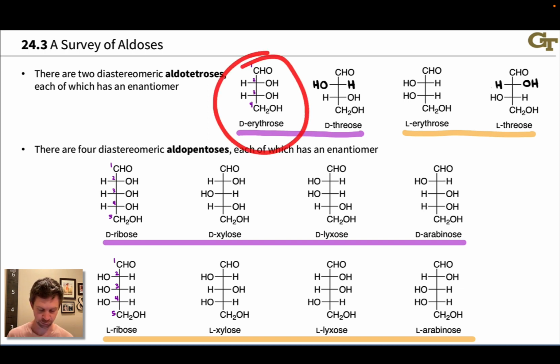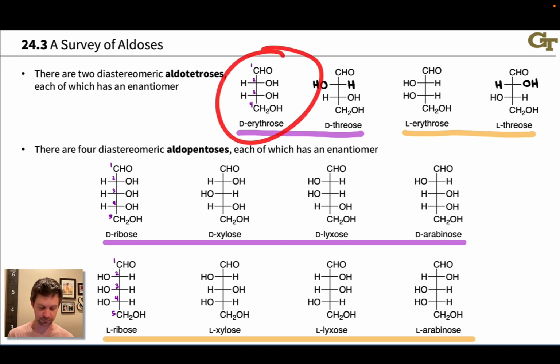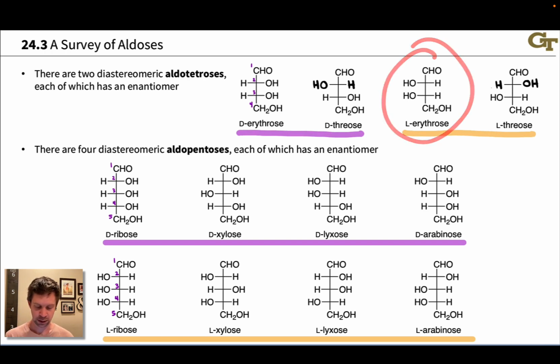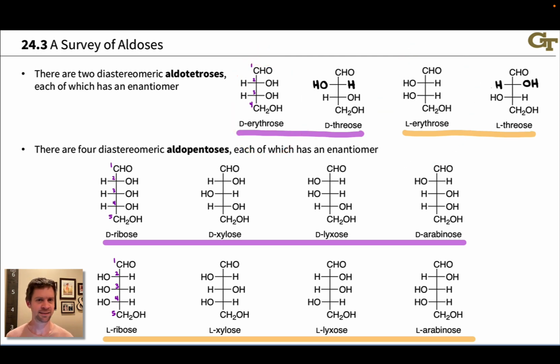They are called erythrose, in which the OH groups point the same way, and threose, in which the OH groups point in opposite ways in the Fischer projection, and each of those is individually chiral and has an enantiomer. So D-erythrose, for example, with this OH pointed to the right at the bottommost stereocenter, which is carbon 3 in an aldotetrose, has an enantiomer, L-erythrose, with the opposite configuration there and the opposite configuration at the other stereocenter. So these are enantiomers.